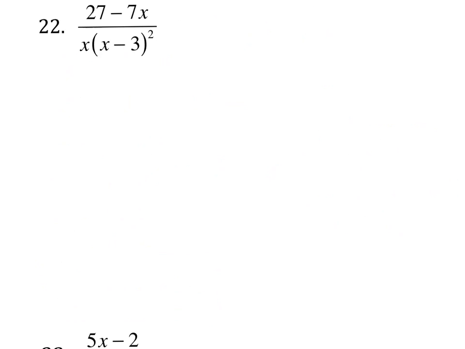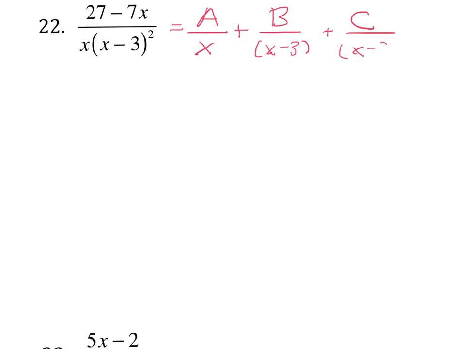For number 22, we have a term in the denominator that's squared. So whenever this happens, we need to write the factors, and the denominator is already factored. We need to write 1 x minus 3 to the first power, and then an x minus 3 squared, since the common denominator of all three of these terms would be x times x minus 3 squared. So we have to account for the x minus 3 that's to the first power.